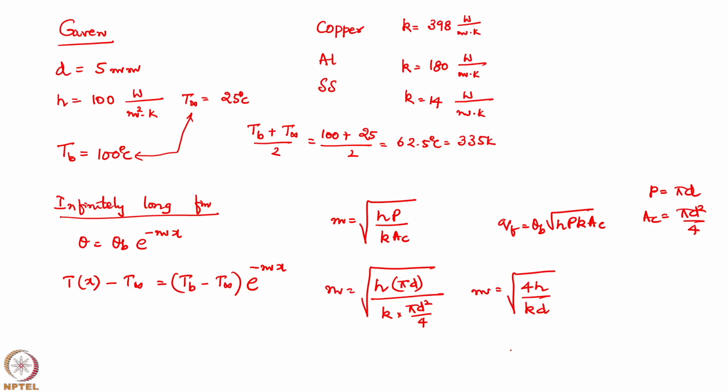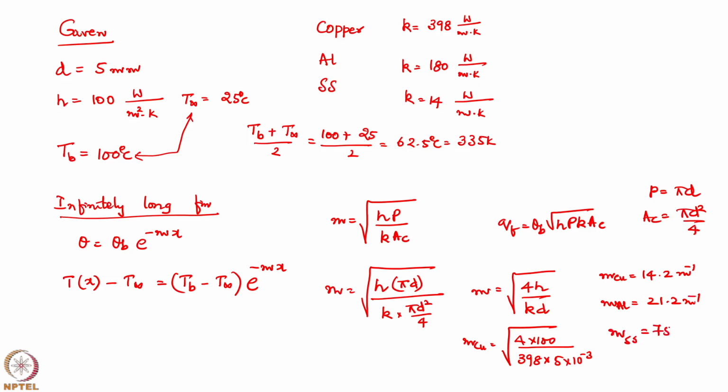If you substitute, for example for copper, 4 into h, which is 100, divided by thermal conductivity of copper, 398, into diameter, 5 into 10 to the power of minus 3, m of copper happens to be 14.2 meter to the power of minus 1. And m of aluminum is 21.2 meter to the power of minus 1, because k is in the denominator, so m increases. m of stainless steel is 75.6 meter to the power of minus 1.